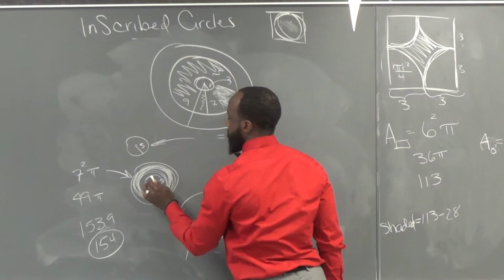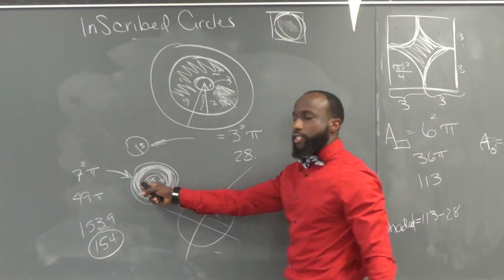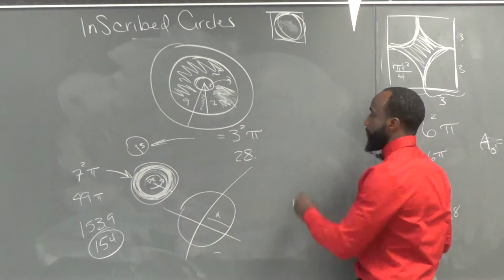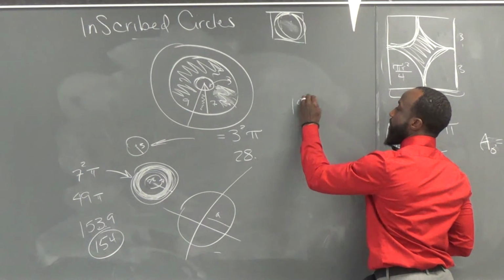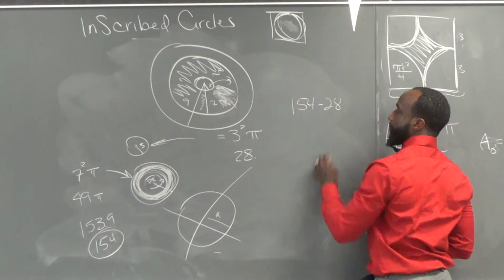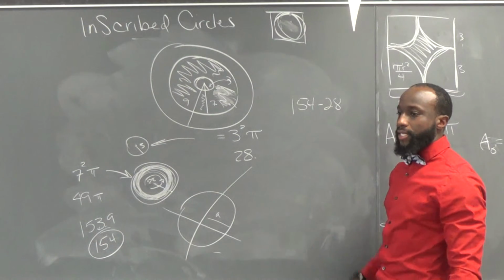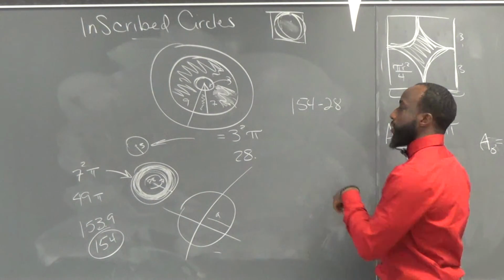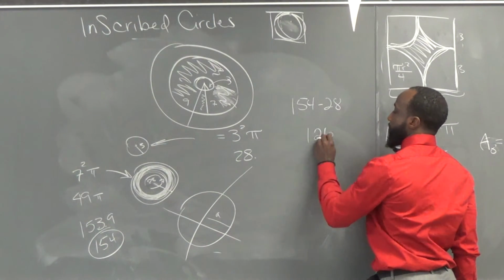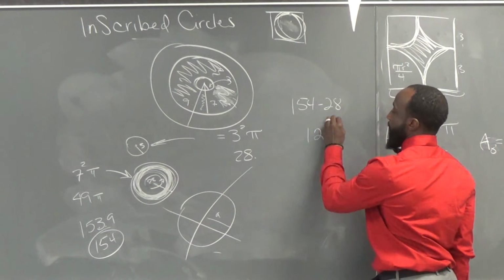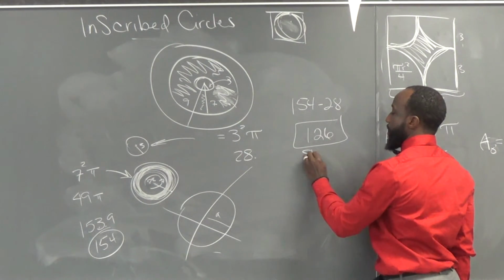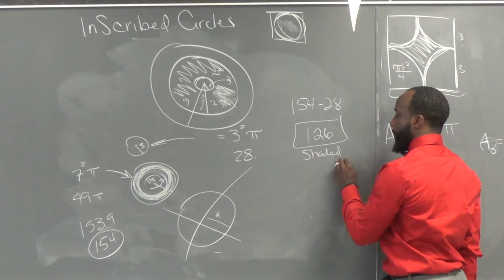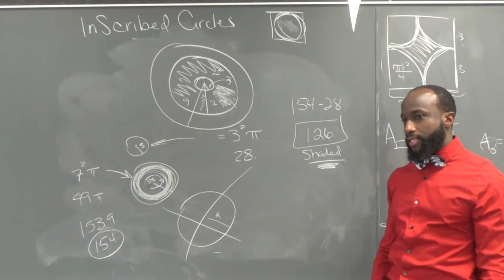There's 28 inside of here, so you would take 28 from the 154. That's how we find our shaded area. 154 minus 28 gives us 126. And this would be our shaded area. Okay? That's your shaded area.